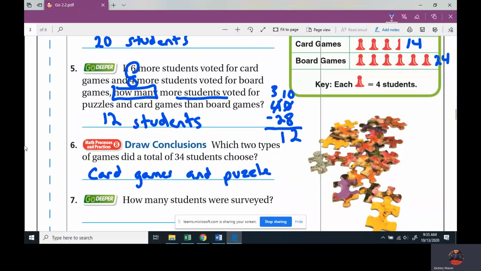What's wrong with that one? Wow. I don't know. You tell me. How many students were surveyed? We just talked about surveyed students on the page before this. Survey. If you think you have an answer, raise your hand. Troy, you gotta try. How many students were surveyed?